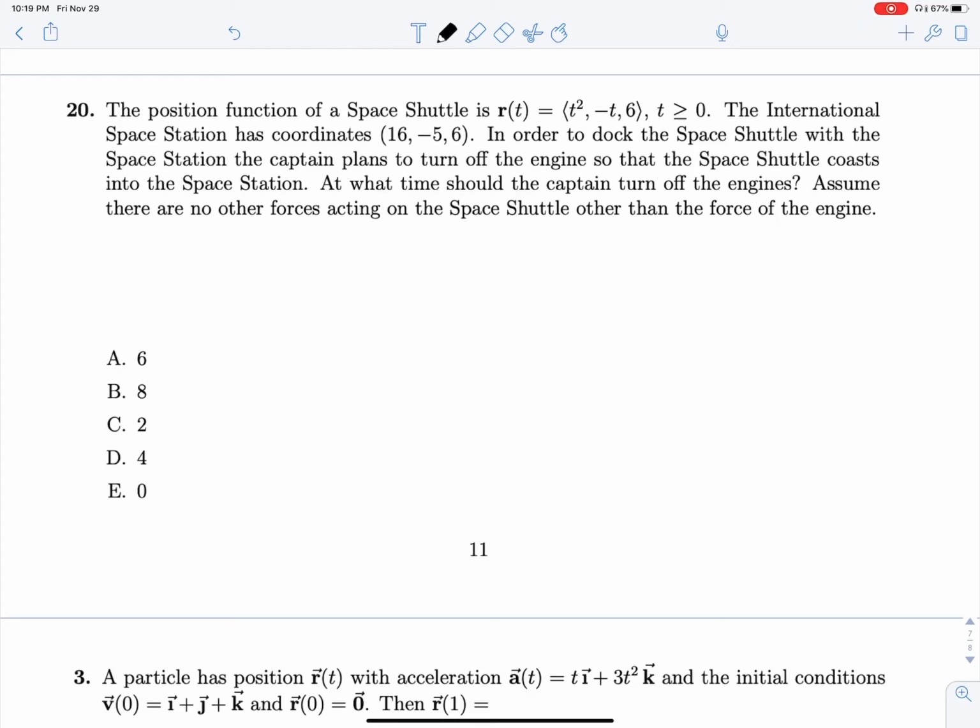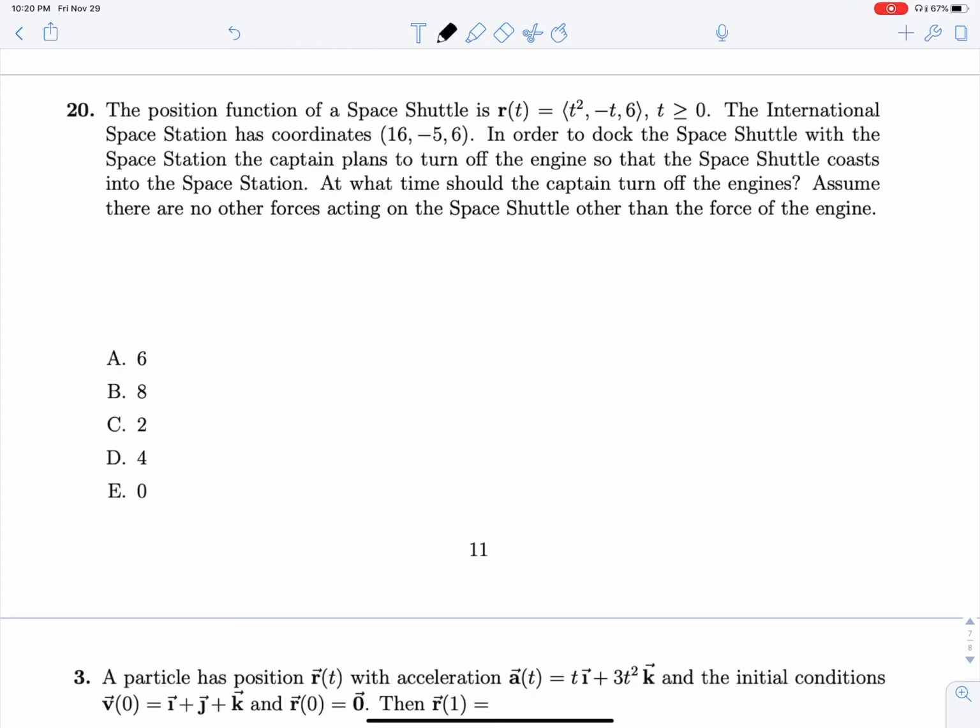So we're given the position function of a space shuttle, and we're given the coordinates of the International Space Station. And we are told that we're trying to dock with the space station, and we're trying to turn off our engine so that the space shuttle coasts into the space station. A little spoiler here: we end up hitting the space station pretty hard with our many thousand pound space shuttle. So not sure if they're really sending the right message here, but hey, at least the two things hit.